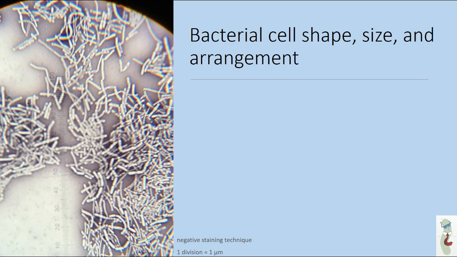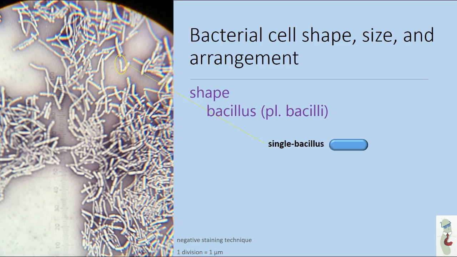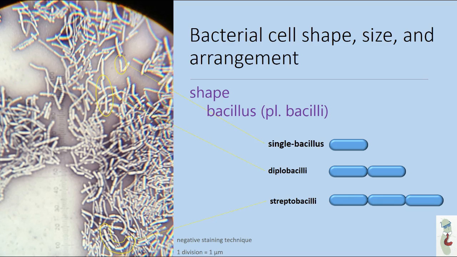Another typical shape is that of a rod shape. This is called a bacillus. The plural for bacillus is bacilli. Similar to the cocci, bacilli can be found in different arrangements. They can be arranged as single bacillus, diplobacilli, or streptobacilli, but they can never form staphylobacilli. That's because bacilli only attach at their ends, thus they can only form chains of 2 or more cells.